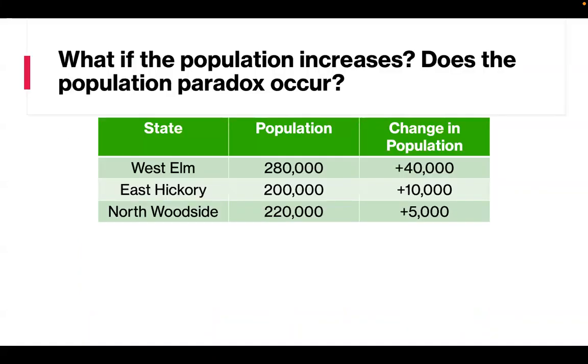Great. But now the population increases. So does the population paradox occur here? West Elm's population is now 280,000, an increase of 40,000. East Hickory is now 200,000, an increase of 10,000. And North Woodside increases to 220,000, an increase of 5,000. So thinking through this, if someone is going to lose a seat, it should be the state with the slowest increase, right? It looks like it would be North Woodside because that's the smallest one. But we'll get to that again in a minute.